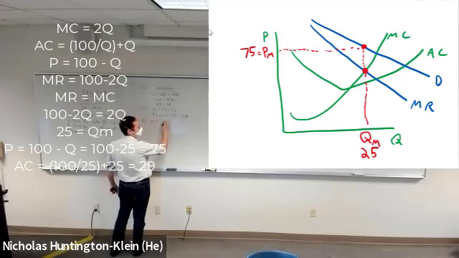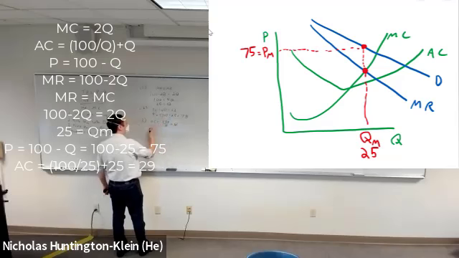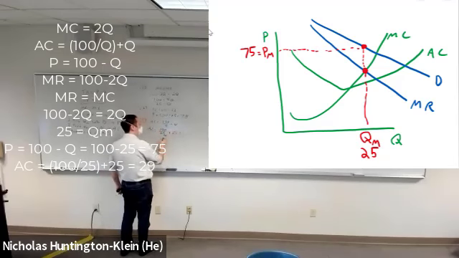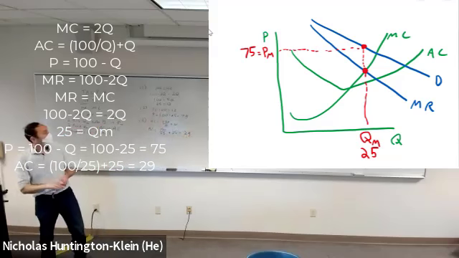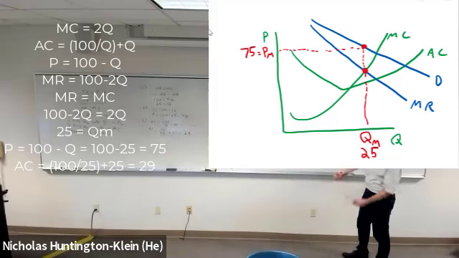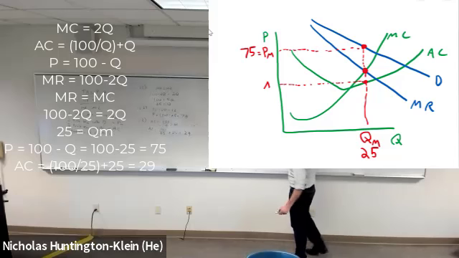We have average cost is 100 over Q plus Q. Our quantity is 25, so we get average cost is 100 over 25 plus 25, which is 4 plus 25, or 29. Find this on our graph by taking quantity and plugging it into average cost. Plug things in by finding where they intersect. We take our 25, follow it till we get average cost. There it is. There's our average cost of 29.